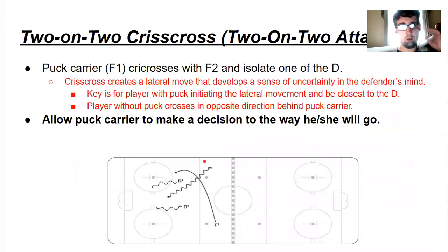2-on-2 crisscross, 2-on-2 attack. Puck carrier F1, forward 1, crisscrosses with forward 2 and isolates one of the defensemen. Crisscross creates a lateral move that develops a sense of uncertainty in the defender's mind. Key is for the player with the puck to initiate the lateral movement and be closest to the defenseman. Player without puck crosses in the opposite direction behind the puck carrier. Allow the puck carrier to make a decision on the way he or she will go.